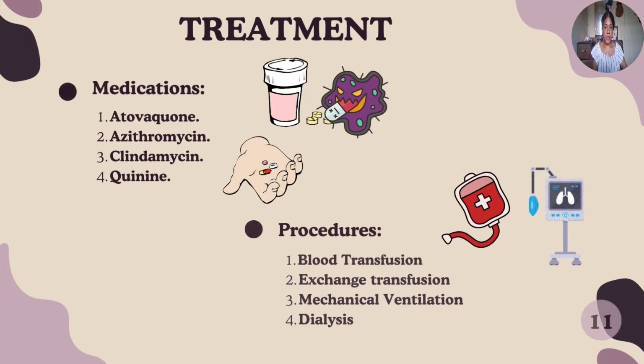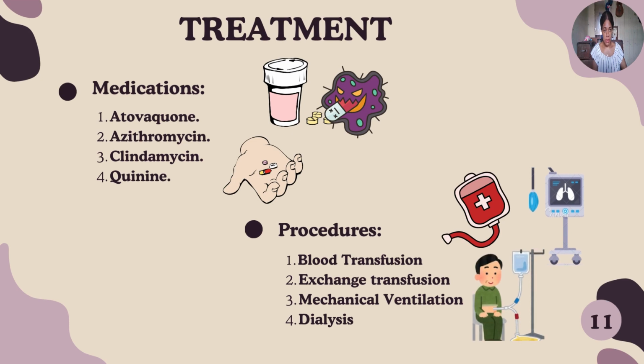The treatment given to those suffering from the parasitic infection babesiosis is that of medications and procedures. This list of medications helps slow down the immune reaction to the parasite so that there would be no unnecessary tissue damage, and it also helps slow the progression of anemia and jaundice.